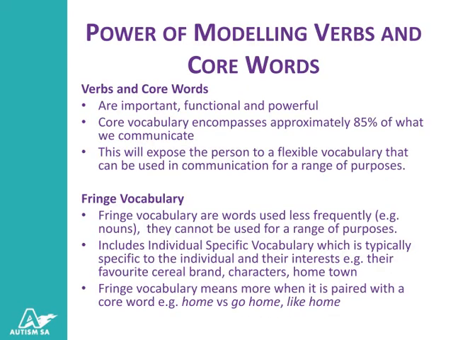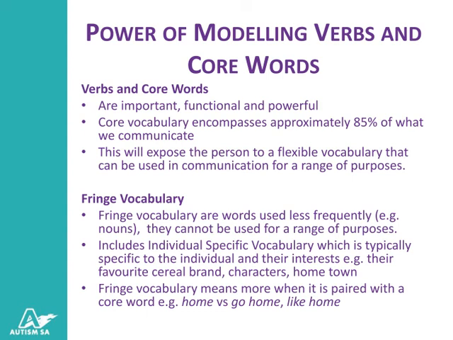So when modelling for different communication functions, we need to think about the vocabulary that we are modelling. So there's different kinds of vocabulary, so core words versus fringe vocabulary. So core words are a limited set of highly useful words. They're important, they're functional, and they're powerful and equate to approximately 85% of what we communicate. The vocabulary is primarily made up of pronouns, verbs, descriptors, and prepositions, and it's vocab that we can apply across a range of settings. By modelling core words, we're exposing the person to a flexible vocabulary that they can use for different purposes.